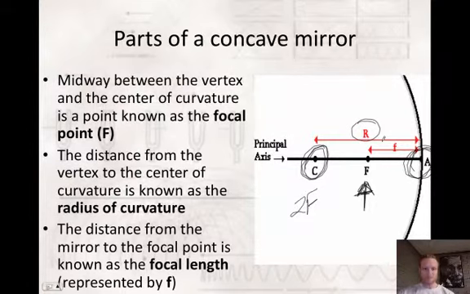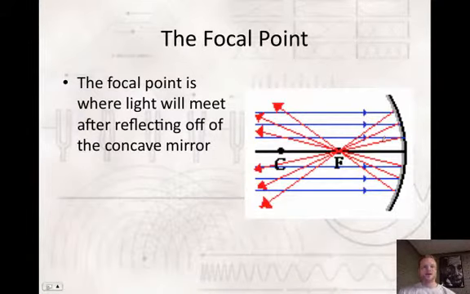Okay. So let's keep moving right along. The focal point, and again, that's why it's such an important feature on mirrors, is where light will meet after reflecting off of a concave mirror. So this picture looks like a lot of stuff's going on, and there is, but these blue lines are the incident rays. Basically these are coming off an object or a light bulb or whatever the case may be, wherever these light rays are coming from.